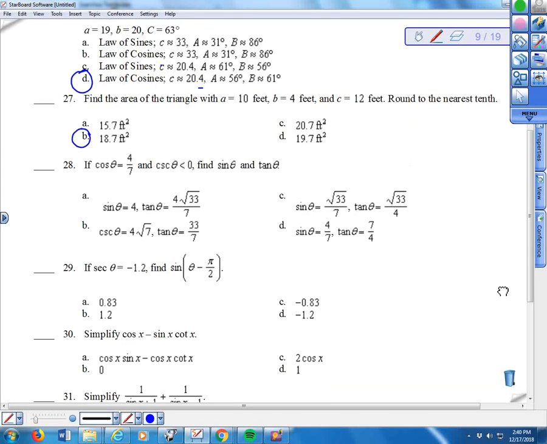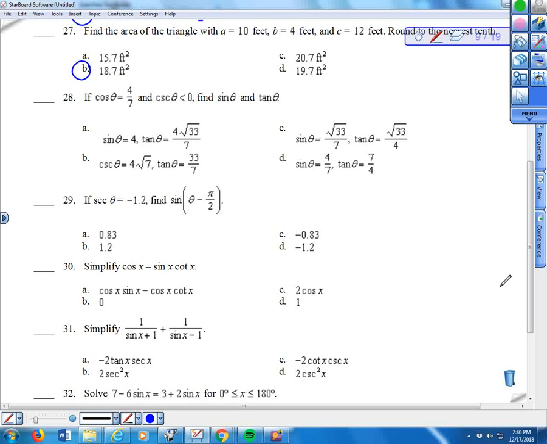Cosine theta is equal to 4/7, cosecant is less than 0, which means sine is less than 0. So that tells me cosine's positive, sine's negative. That happens to be in the fourth quadrant. So here's my angle. Cosine is 4/7. And this would be, what, 49 minus 16? Find sine and tangent. Sine should be negative square root of 33 over 7.